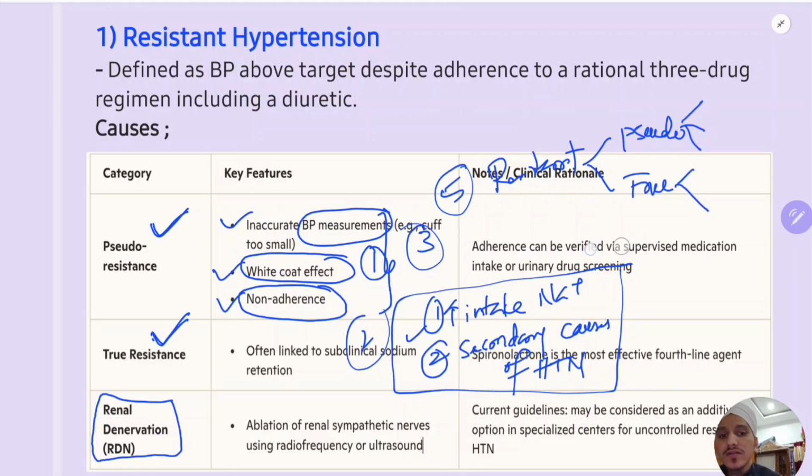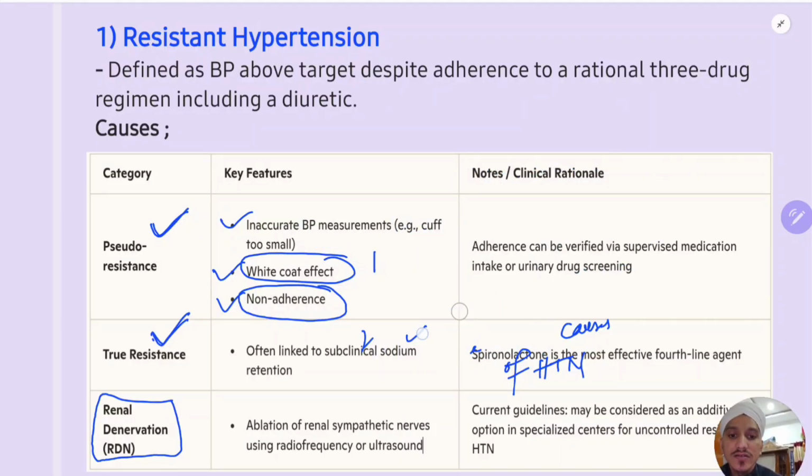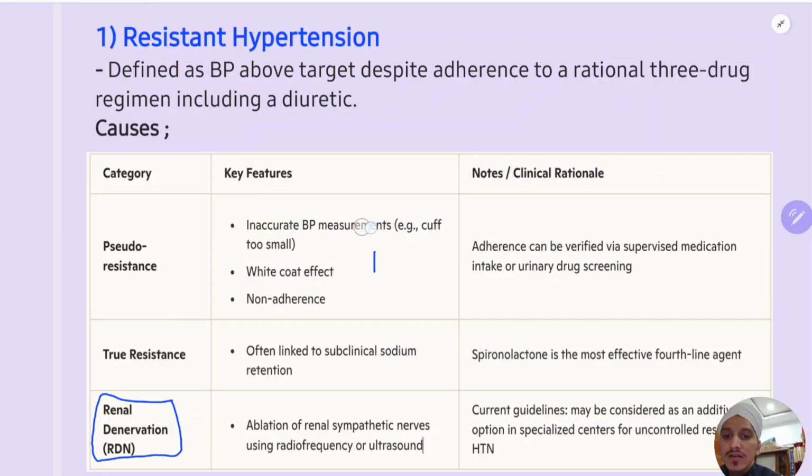Okay, so whenever you have a patient like this, you should evaluate like this. So what are the notes? So in pseudo resistance, adherence can be verified via supervised medication intake or urinary drug screening, which is not done usually, but attenders of the patient should be asked whether the patient is taking the medication properly or not. Especially if the patient is elderly, they usually forget to take multiple doses, or forget to take the medicine, or take it at the wrong time, or take some other medicine instead of that.